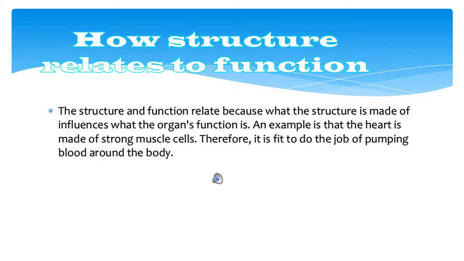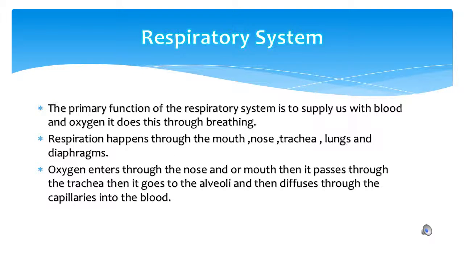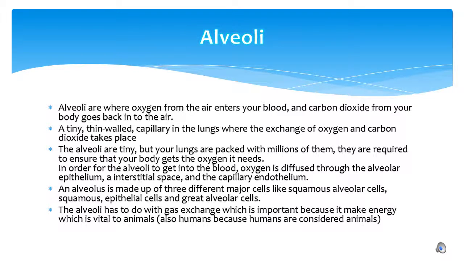The respiratory system. The primary function of the respiratory system is to supply us with blood and oxygen. It does that through breathing. Respiration happens through the mouth, nose, trachea, lungs, and diaphragm. Oxygen enters through the nose or the mouth, then it passes through the trachea, and then it goes to the alveoli, and then it diffuses.